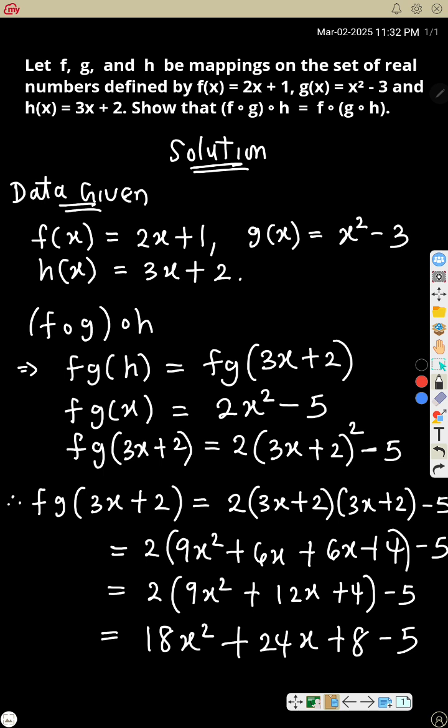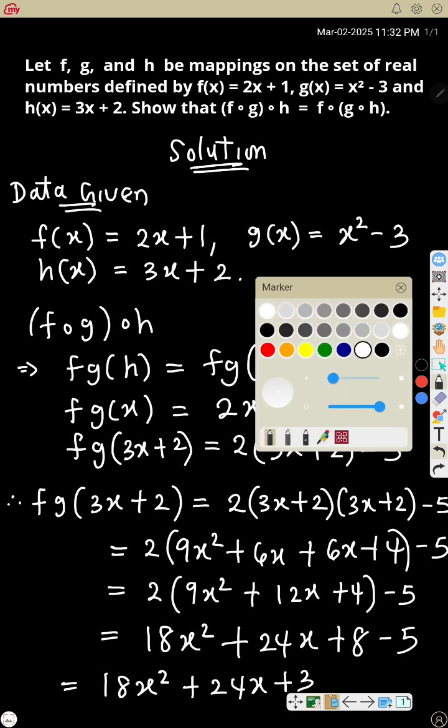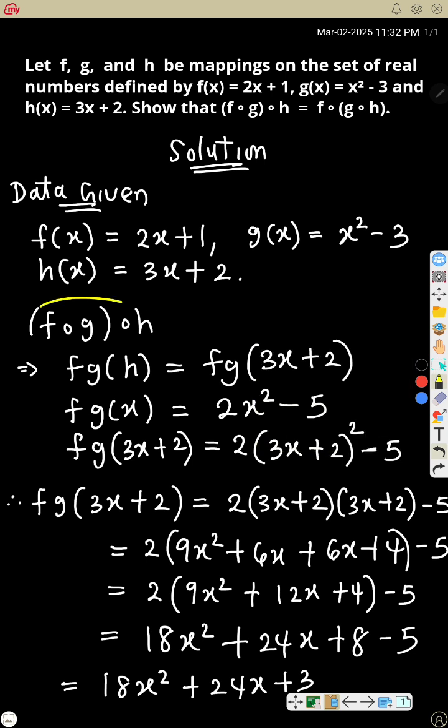So finally you have 18s squared plus 24s plus 3. So now this result is for f of g of h. So f of g of h now is 18s squared plus 24s plus 3. So that's the result for that one.